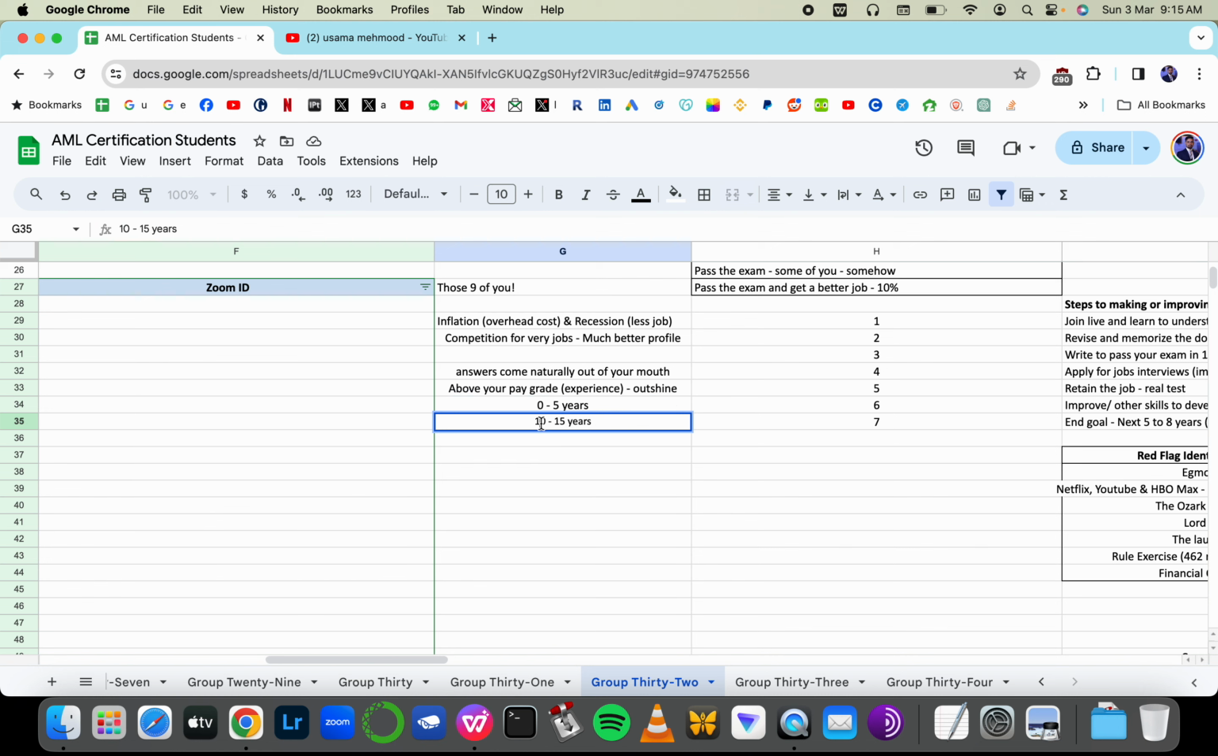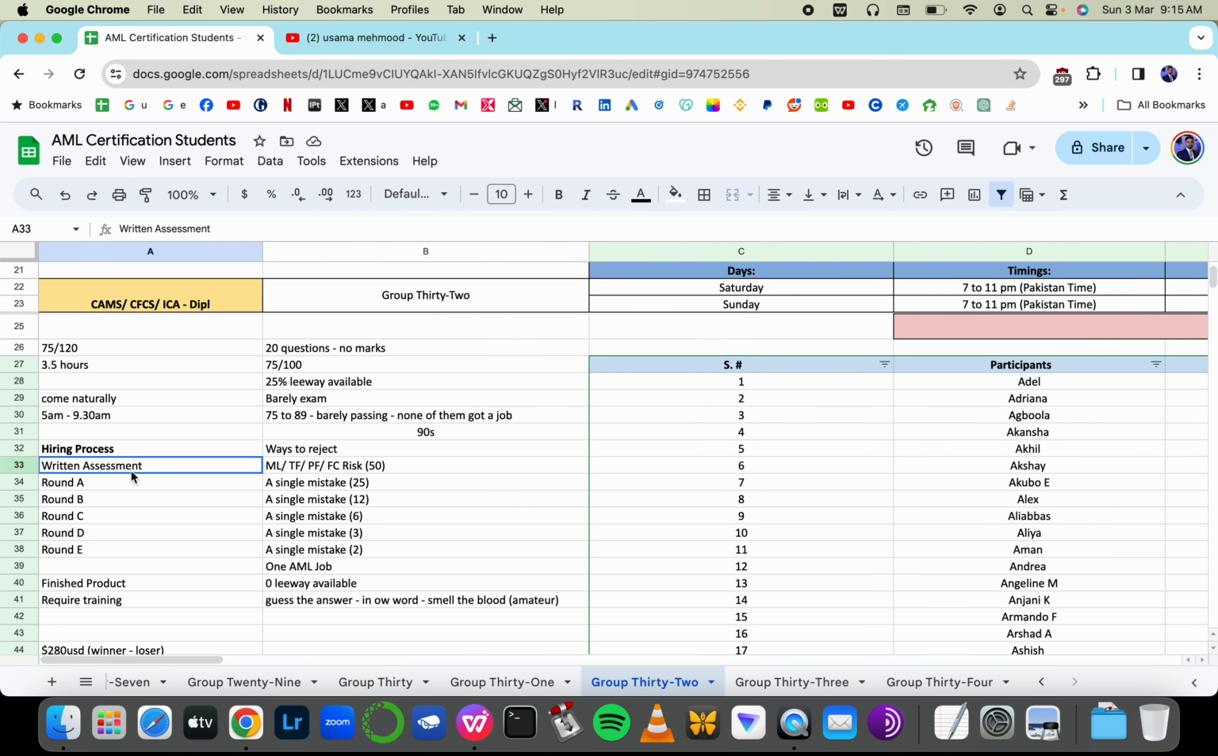If you have 10 years of experience in anti-money laundering, your responses in the AML job interview would be those of a person with 15 years of experience. It means your technical understanding is more than whatever your experience actually is. When you are applying for the job, in multiple rounds of interviews, your performance is being evaluated.